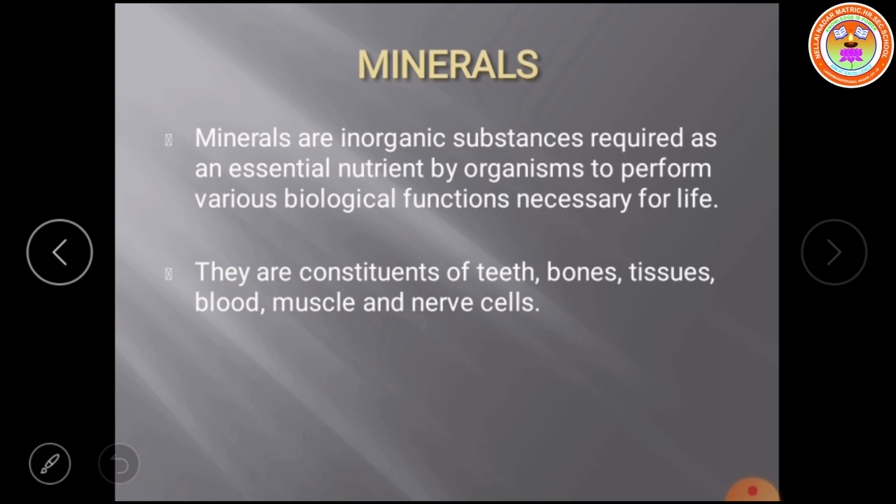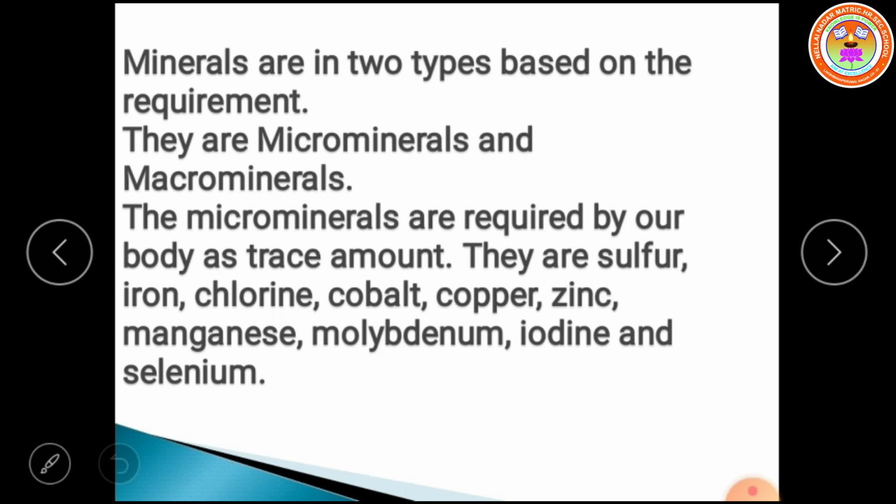consumption. Minerals are classified into two major types, namely micro minerals or trace elements, and macro minerals. So micro minerals and macro minerals are the two types based on the requirement by your body. Micro minerals are required by your body in trace amounts, so they are called trace elements. Sulfur, iron, chlorine, cobalt, copper, zinc, and other microminerals such as iodine and selenium are required.